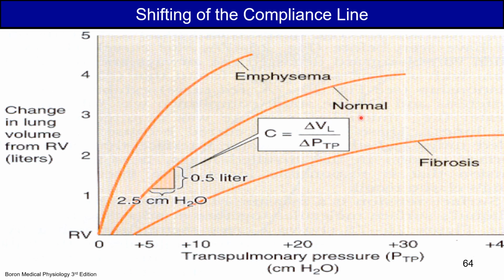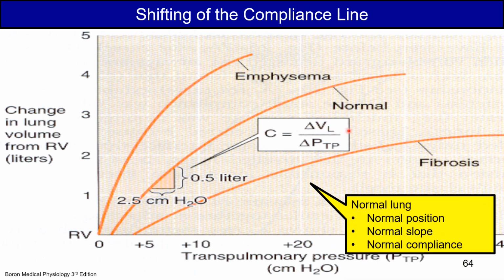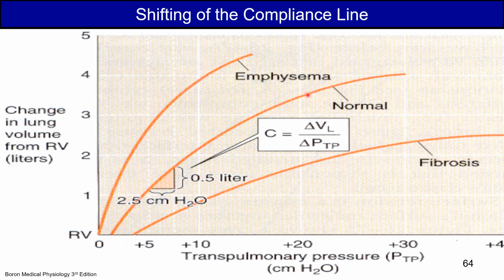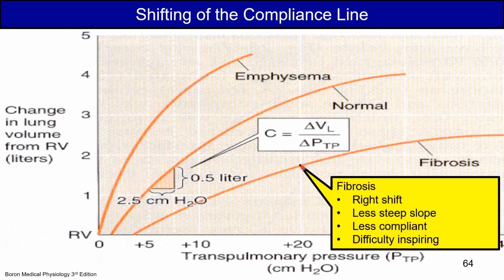Now, here's a situation wherein there's a shifting of the compliance line. This is normal, this is pulmonary fibrosis, and this is emphysema. In a healthy lung, the compliance line is at the normal position. It is a normal slope and therefore with a normal compliance. For a patient with pulmonary fibrosis, notice that it is shifted to the right. There's a less steep slope, meaning to say that the lungs are less compliant. And therefore, a patient with pulmonary fibrosis will have difficulty inspiring.